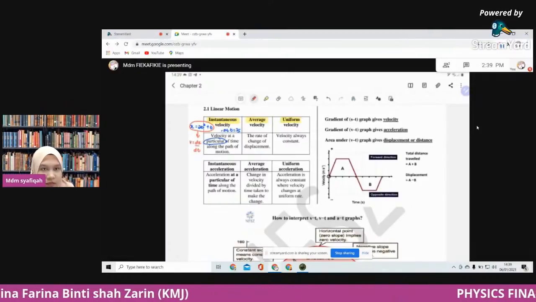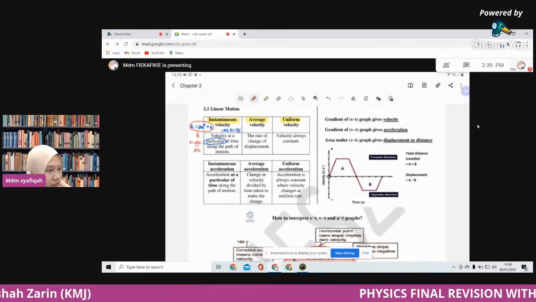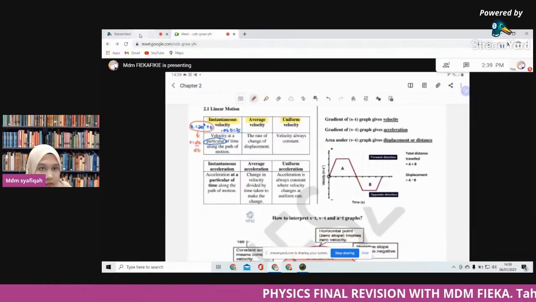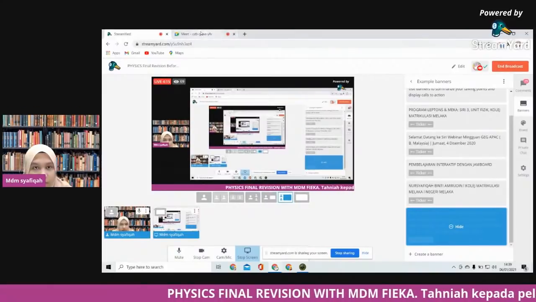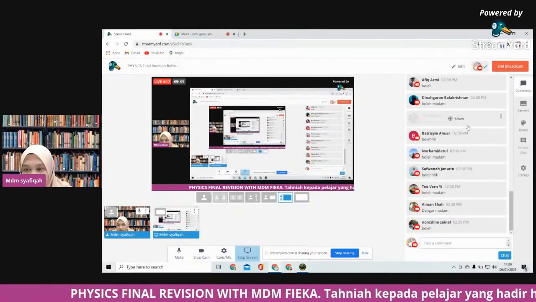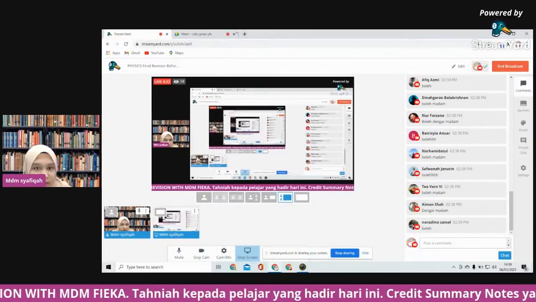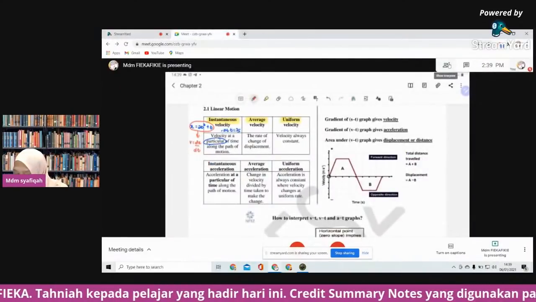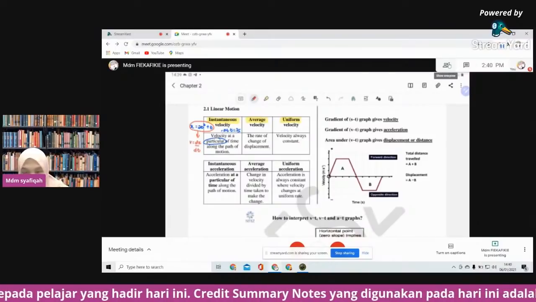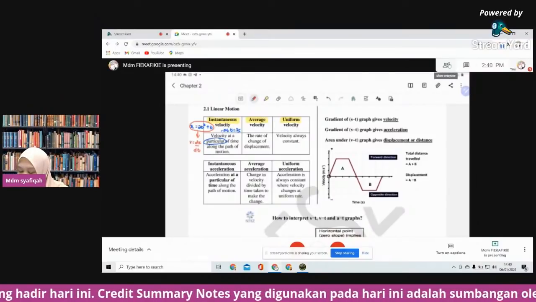Saya harap awak dengar sebab tak ada orang pun nak respon ni. Dengar tak? Okay, boleh dengar. Sorry, saya berperasan. Kalau ada apa-apa soalan, awak boleh tanya dekat ruangan komen tu ya.